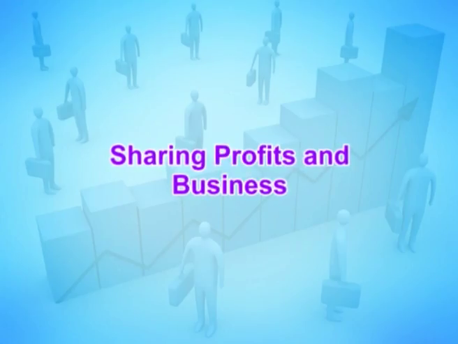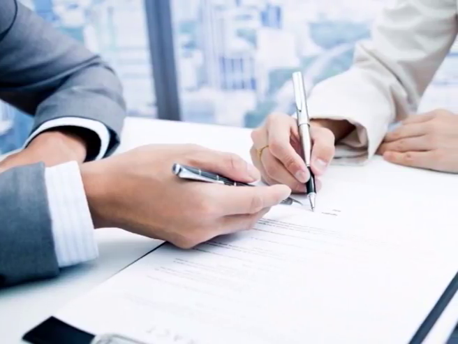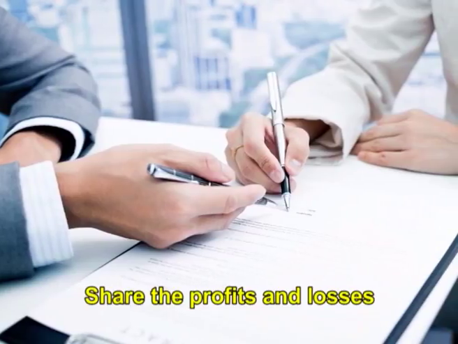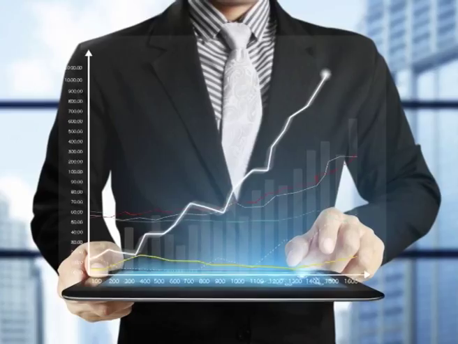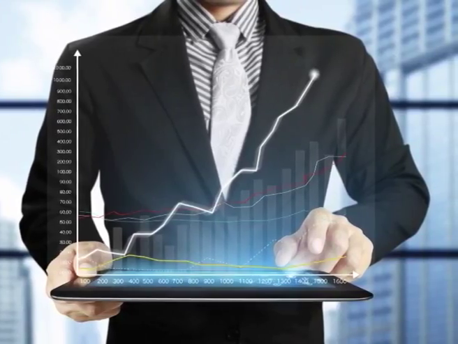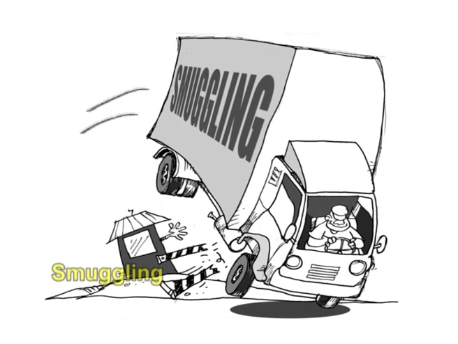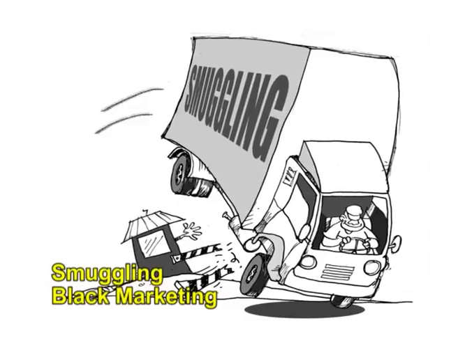Next, sharing profits and losses. There must be an agreement among the partners to share the profits and losses of the business of the partnership firm. Next is the existence of lawful business. The business of which the persons have agreed to share the profit must be lawful. Any agreement to indulge in smuggling, black marketing, etc. cannot be called partnership business in the eyes of law.